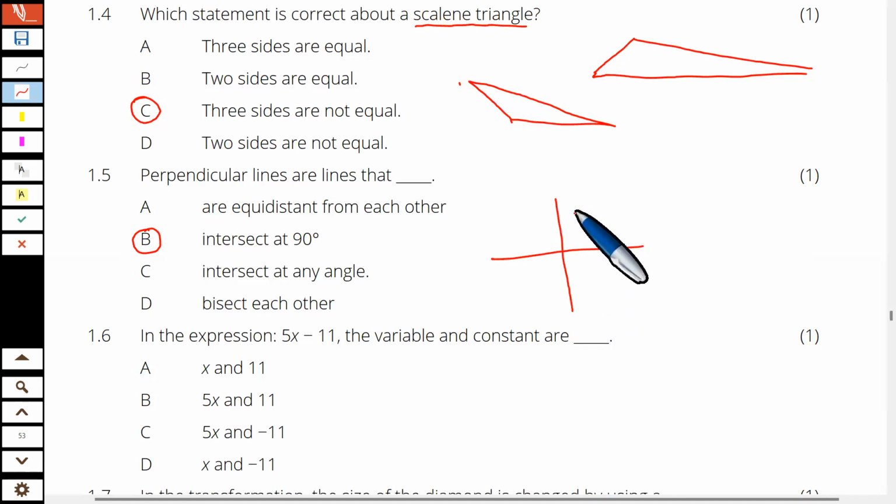Here is one line and here is another. So this is actually line 1. This one is line 2. They intersect at 90 degrees. So these two lines here are said to be perpendicular lines. Why the perpendicular lines? They intersect at how many degrees? At 90 degrees. So yeah.